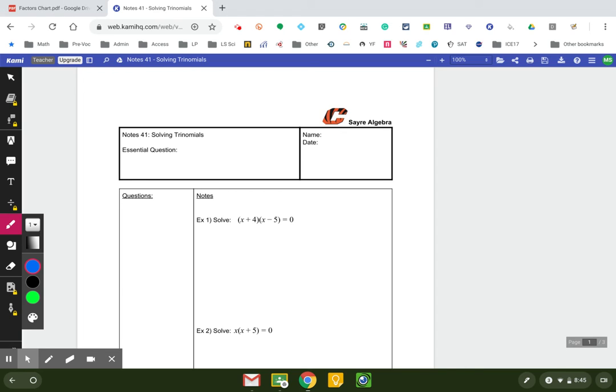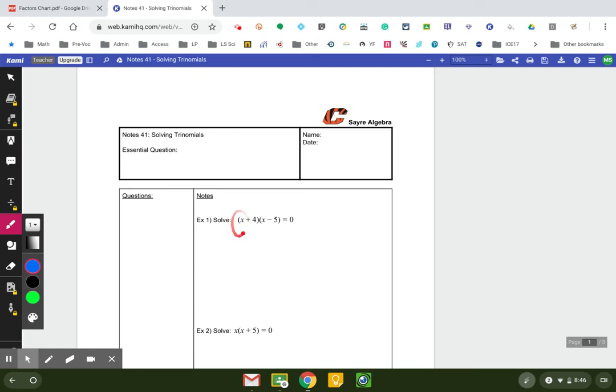All right, so we're moving on to the next step, which is notes 41, which is solving trinomials. This is actually a little bit easier than what we'll be doing for part of it. The factoring is still going to be the same. So when we look at this right here, this is the factored version of the problems that you did in the last section. So we're going to figure out how to solve this.